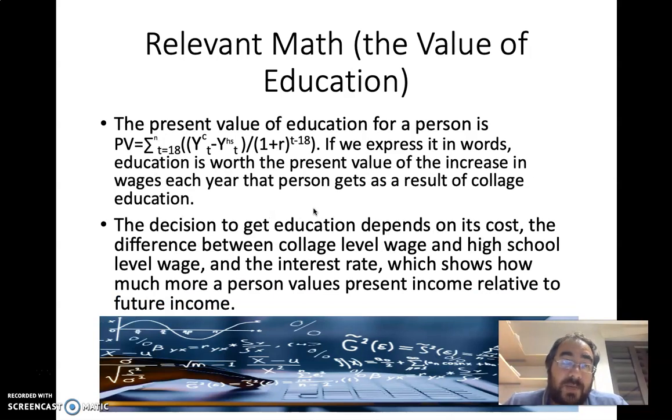So, the present value of education is basically the subtraction of the present value of the income the person will get throughout his life if he gets a college degree, and the income he or she will get as a high school graduate. So basically the difference between the income the person will get with or without the college degree is the present value of education, or the value of education, basically.